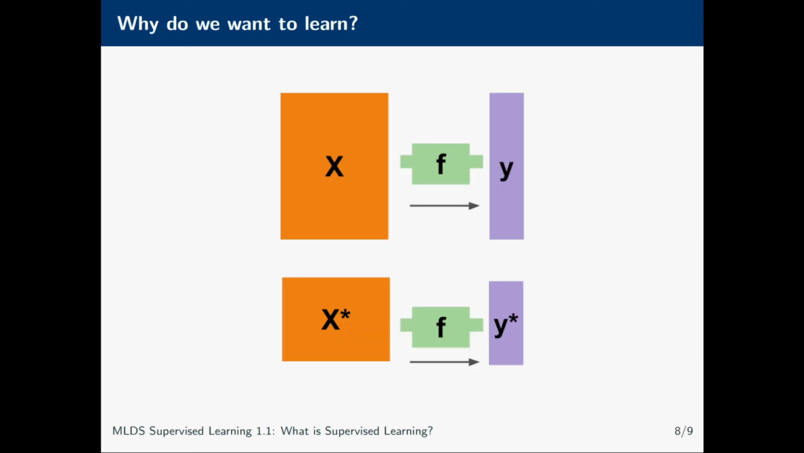So, finally, we want to give some motivation as to why we might want to learn about this function f in the first place. And there are literally thousands of reasons why we might want to learn about this mapping between inputs and outputs. There are as many reasons as there are applications of data science, really. Broadly speaking, though, these can be grouped into 2 general and complementary categories: prediction and understanding.